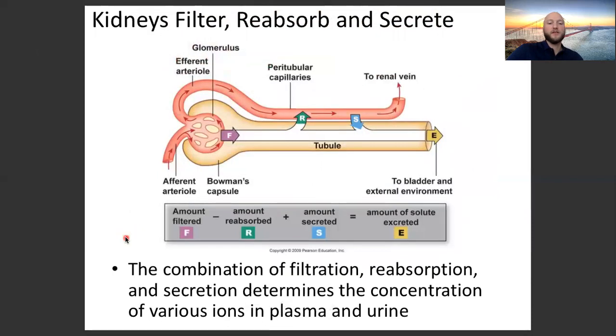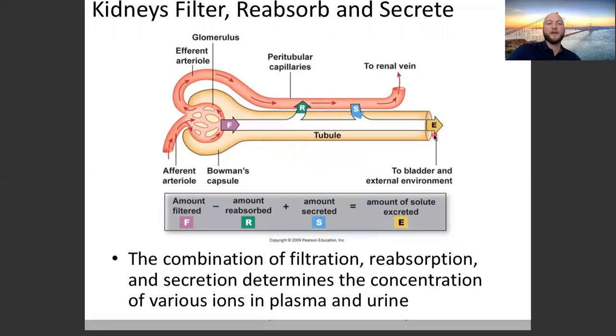The combination of filtration, reabsorption, and secretion determines the concentration of various ions in plasma and urine. So remember, it's the combination of what gets filtered, what gets moved into the tubules, what gets reabsorbed back into peritubular capillaries, and what gets secreted from the peritubular capillaries into the renal tubules that eventually determines what becomes the amount of solute that gets excreted by the kidneys.